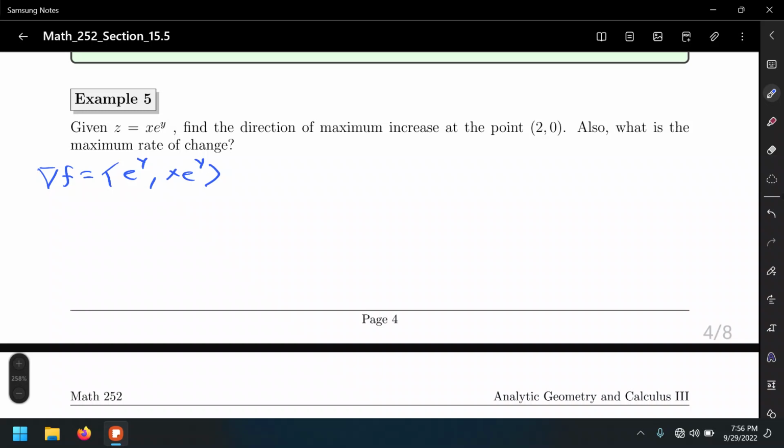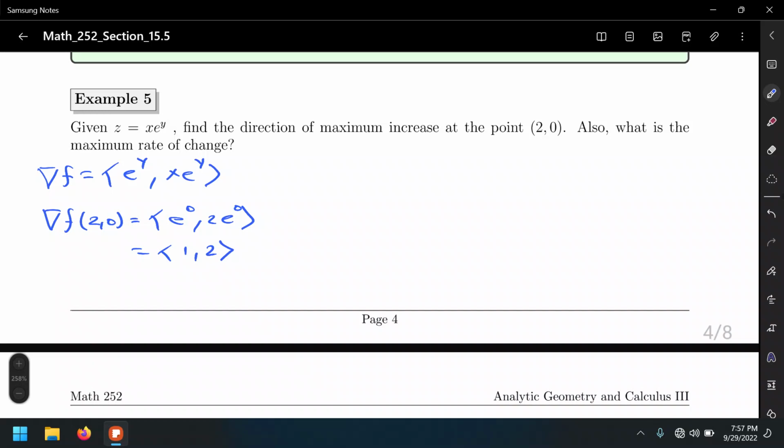Well, we need to evaluate this gradient at the point (2, 0). And that's e to the 0, 2 e to the 0, which in this case is (1, 2). So on the surface z equals x e to the y, standing at the point (2, 0), we need to go in the direction (1, 2) in order to go with the highest steepness.